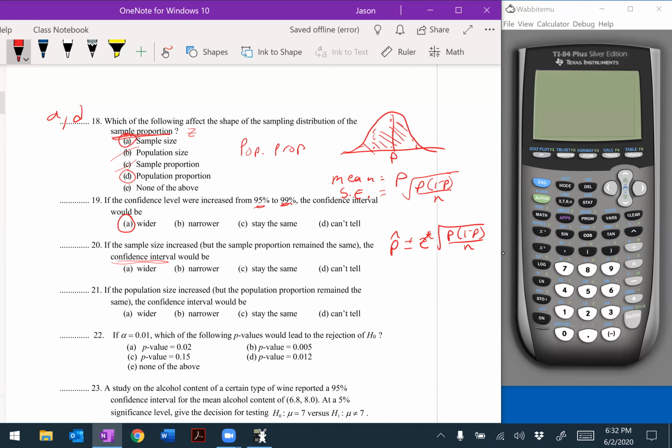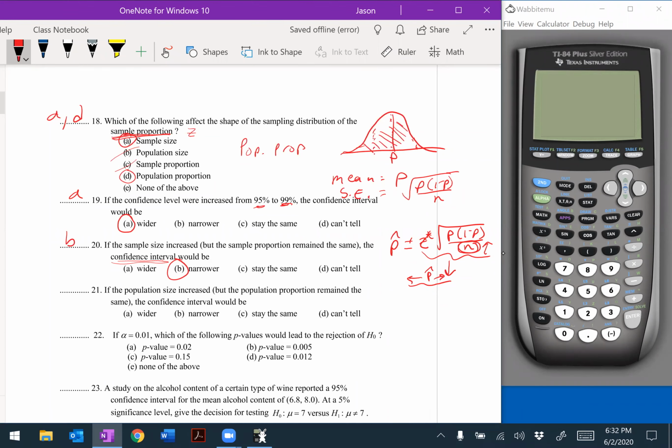So if n increased, what's going to happen? My margin of error decreases. As n goes up, the margin of error will go down, because I'd be dividing by a bigger number, which means I would be adding and subtracting less. You'd have p hat in the middle, and I'd be going up and down by a smaller amount, and so it would get narrower. This was A, that was B.